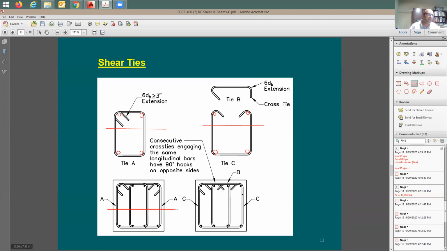Now let me check this out. With this section here, I'm cutting through 1, 2, 3, and 4 rebars. So A sub B in this case is going to be equal to 4 times A sub B. How about here? I'm going to say here is going to be only 2. So I'm going to say A sub V equals 2 times AB. Why? Because I have only 2 ties that I'm cutting through. This one, of course, is going to be the same as here.